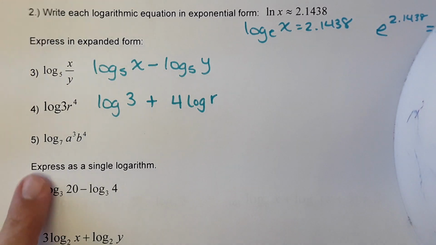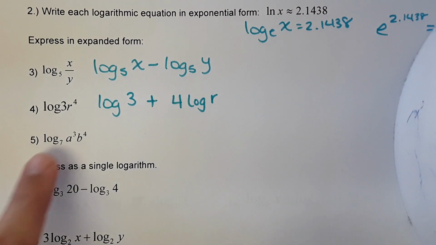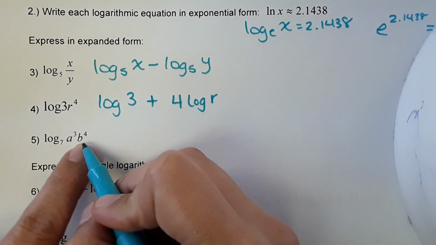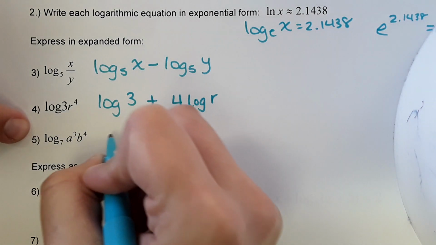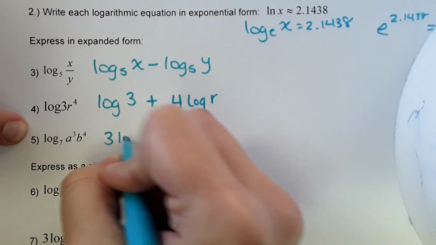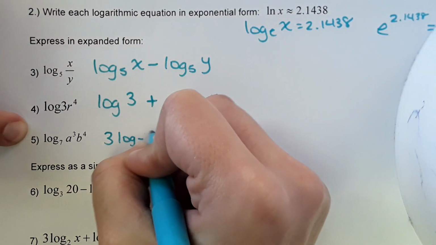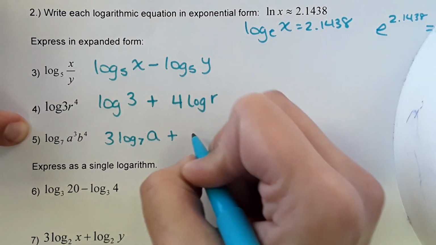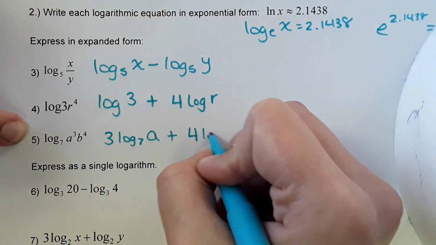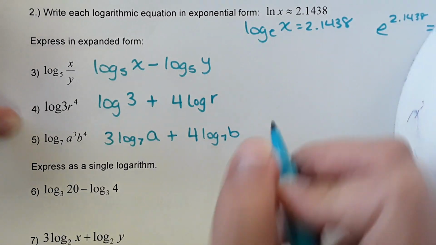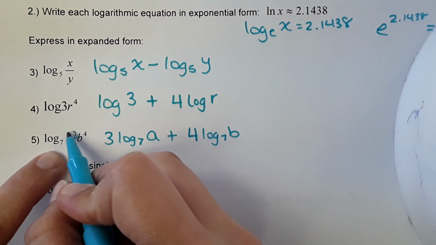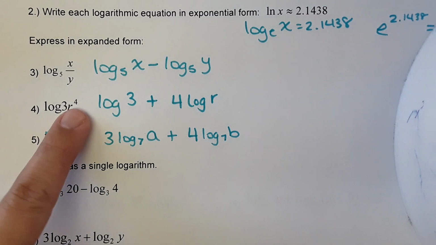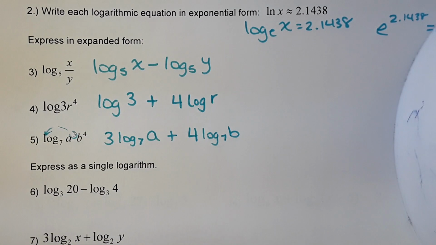Okay. Number 5. So we have multiplication, that a to the 3 is being multiplied by the b to the 4th power, and then this exponent goes out front. So it'll look like this. 3 log base 7 a plus 4 log base 7 b. How come the 3 is in front of the log? Because it's the exponent, so it goes out there. Just like for 4, we put it out in front of the log.